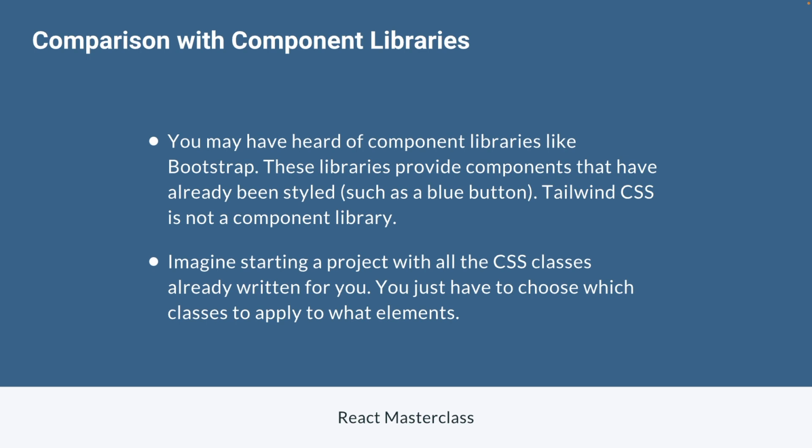The best way to describe it is, imagine starting a project with all the CSS classes already written for you, and you just have to choose which classes to apply to what elements. So imagine that you're not going to be writing any CSS moving forward. You've just been given thousands of CSS classes from another developer. All of those CSS classes basically do just one thing, usually one thing, and we have to combine a bunch of them together to get to our final look and feel in the browser.